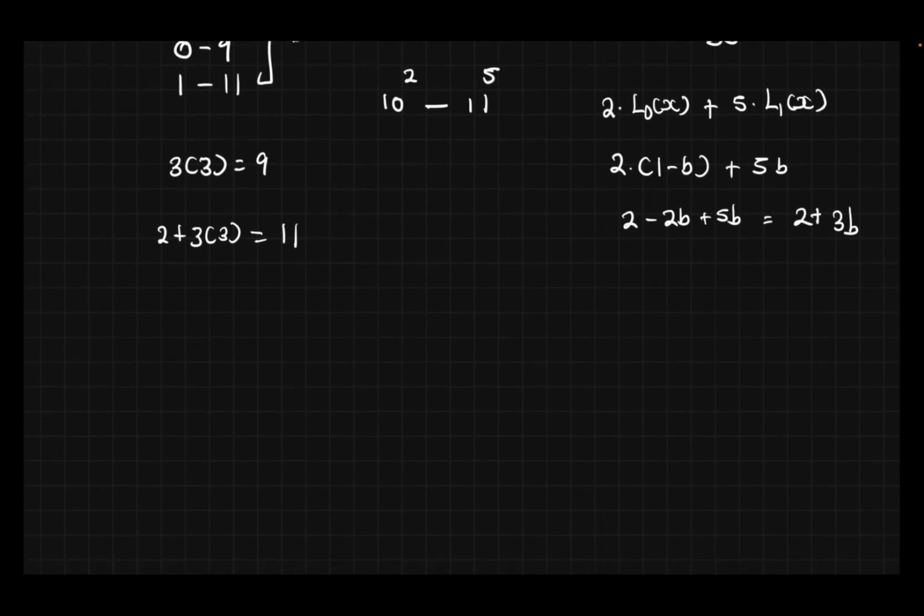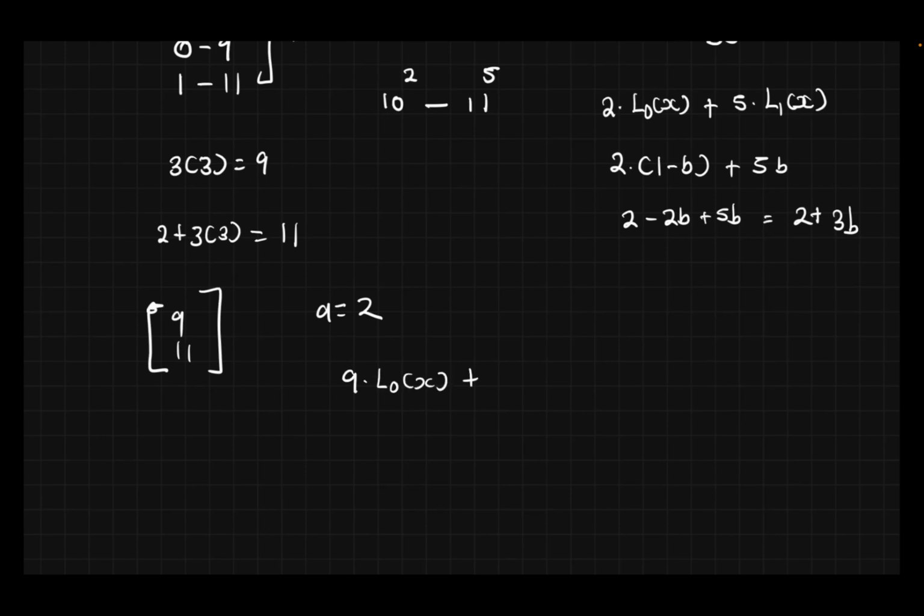So now let's do 9, 11. We're evaluating at a equals to what? 2, right? There's nothing to pair, it's already 2. So it's just 9 times L0 of x plus 11 times L1 of x, which is 9 times 1 minus a this time, plus 11 times a. That's 9 minus 9a plus 11a.